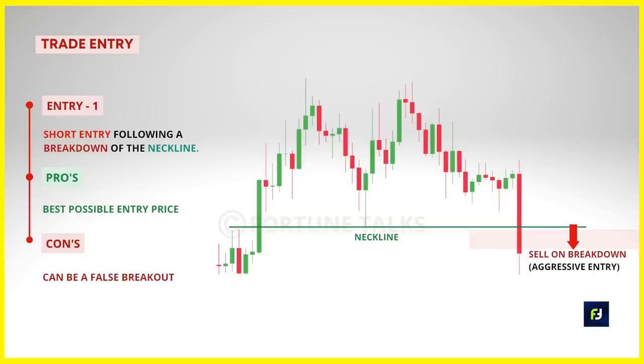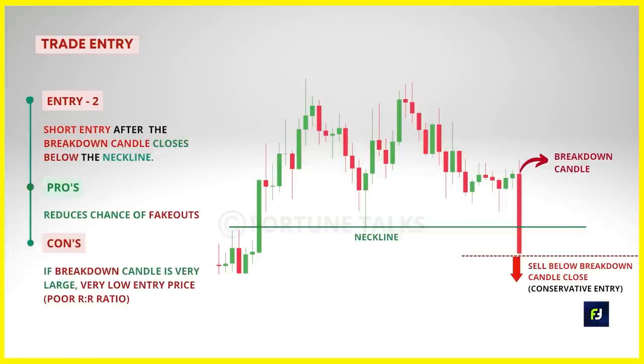Now, the most aggressive entry is when the price breaks below the neckline or the support level. The idea is to wait for a breakout candle to close below the neckline and then take a short entry below the close or the low price of the breakout candle. Now, waiting for the candle to close will ensure that the candle closes below the neckline and suggests that it is not a false breakout. The other advantage of this technique is that you will be able to enter into a trade at a very early stage, but the drawback is that the size of the breakout candle can be too large sometimes, which can badly reduce your reward to risk ratio.